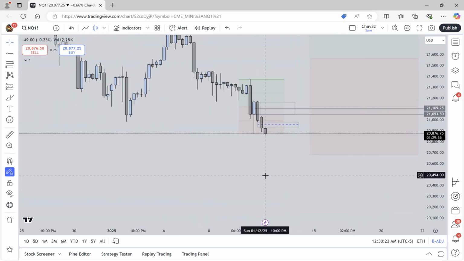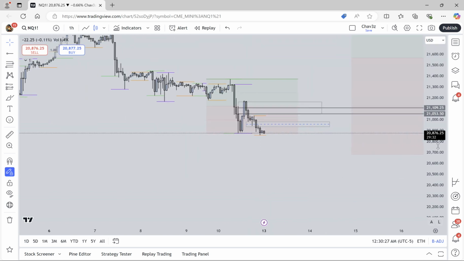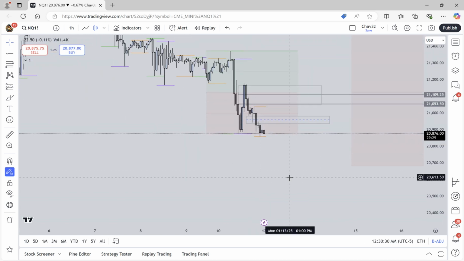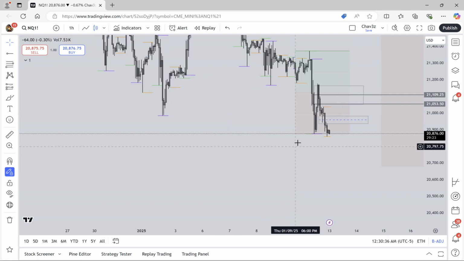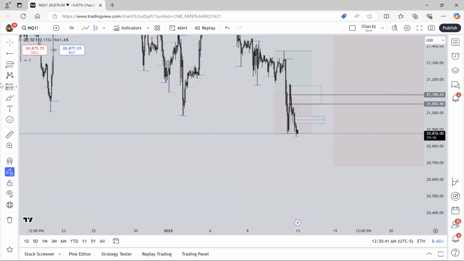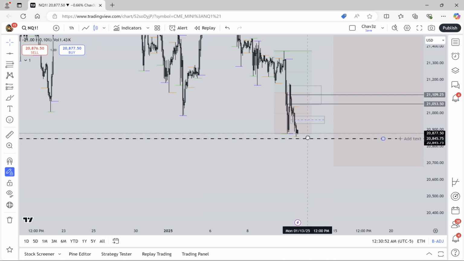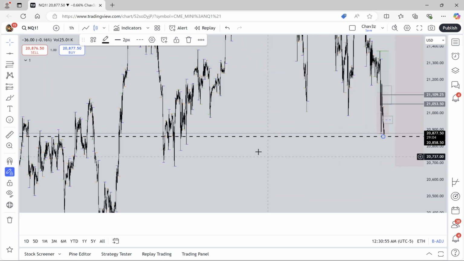So now if we go to the 1-hour, we can look for reasons to stay bearish, or for reasons to flip the script and go bullish. Right now, the low that we have formed just now is at 858. That's the low we formed.